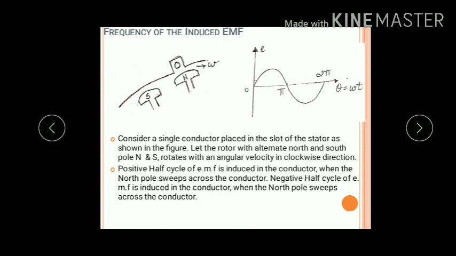What will be the frequency of the induced EMF? As I said, in India the frequency is 50 Hz. In other countries it is 60 Hz. Whichever kind of machine or appliance you're using at home will be having a frequency of 50 Hz AC. Okay. Now you have a single slot, and in this single slot you have one single conductor. You have a rotor with two alternate poles, north and south, which is rotating in clockwise direction with angular velocity omega.